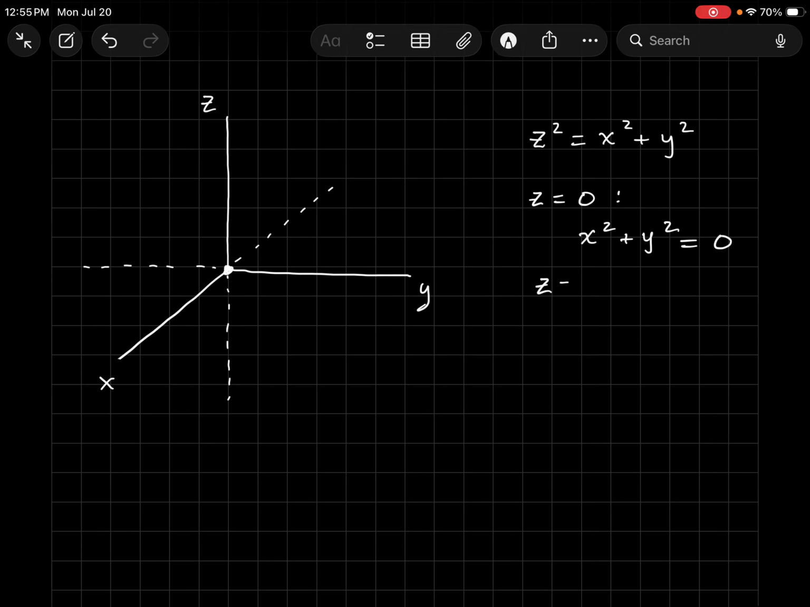What about when we have the height z equals 1? Well, at the height z equals 1, we have the equation x squared plus y squared equals 1, which is a circle with radius 1 centered about the z-axis. So something along these lines.